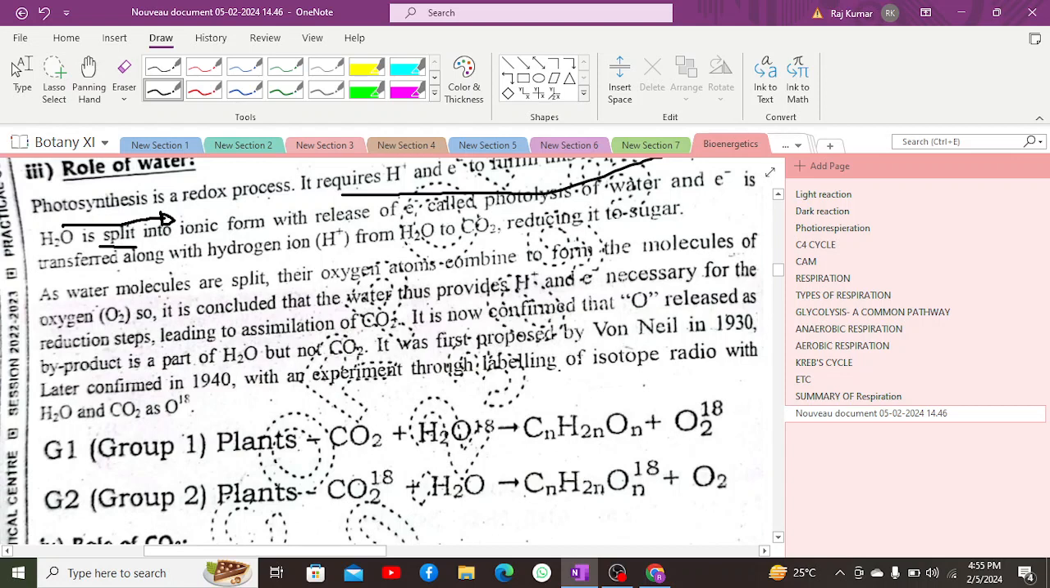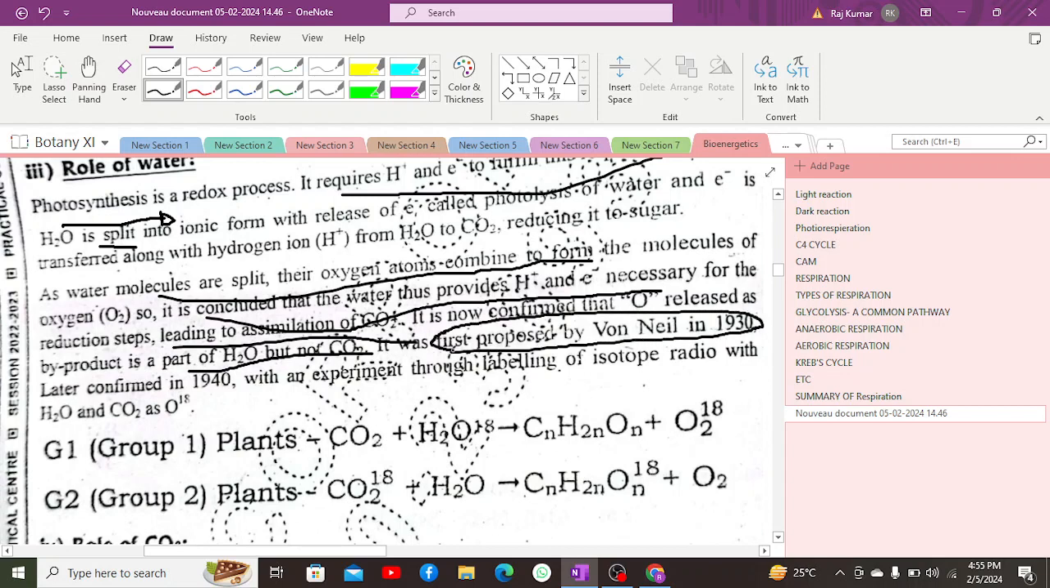And here, as water molecules are split, their oxygen atoms combine to form the molecules of oxygen. So it is concluded that the water thus provides proton and electron necessary for the reduction step, leading to assimilation of carbon dioxide. It is now confirmed that the oxygen released as a byproduct is a part of water but not carbon dioxide. It was first proposed by Neil in 1930, where he gave his hypothesis that the oxygen evolved from plant is obtained from the water rather than carbon dioxide.